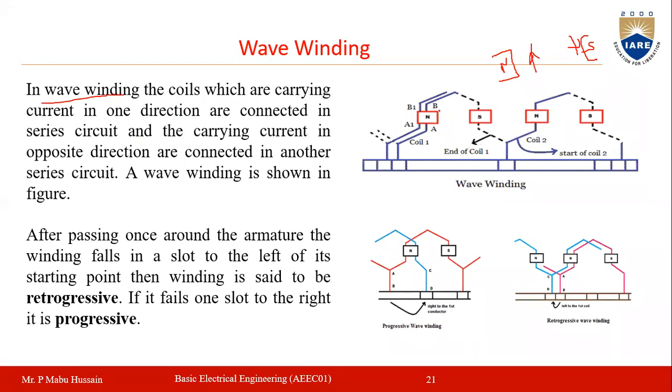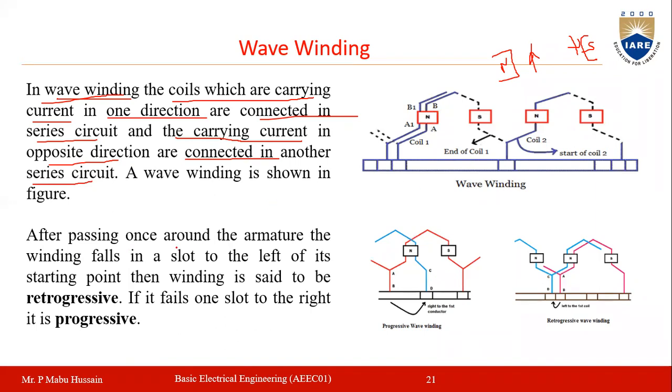So now in the winding, you have to observe the direction of current in each coil. Depending upon that, if the same current is flowing in two conductors, then you have to connect them in series. So let's see here in the wave winding, the coils which are carrying the current in one direction are connected in one series circuit, and those carrying current in the opposite direction are connected in another series circuit. Okay, so now these two are connected in parallel here.